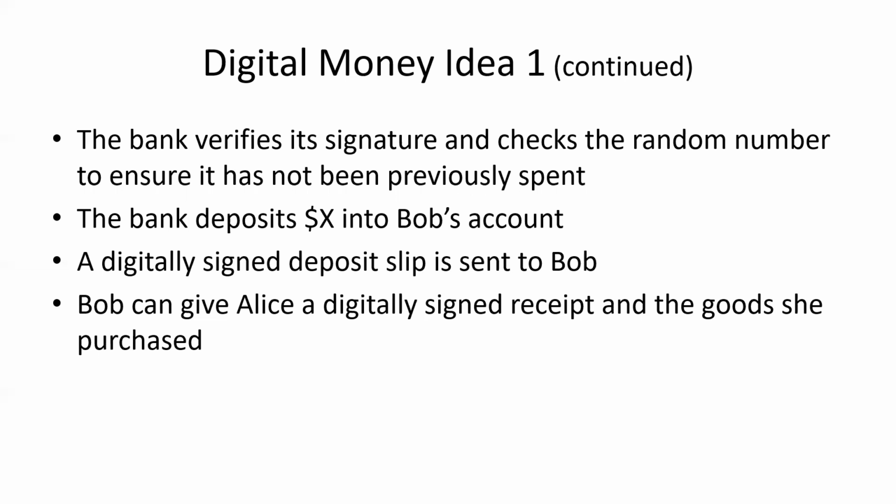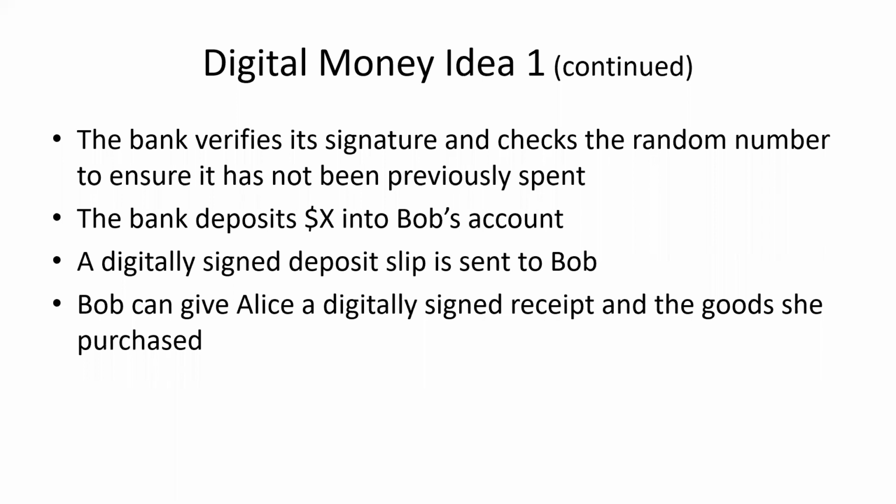His bank verifies the signature and makes sure that it is valid, and checks the random number that Alice first generated, that the bank has saved, to make sure this note has not been used before, because you don't want money to be multiply spent. And once they've decided that it's digitally signed by Alice and by the bank, then it's okay. They give the money to Bob and send a receipt back to Bob saying, yes, it worked.